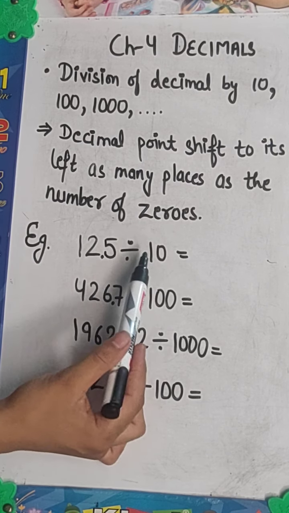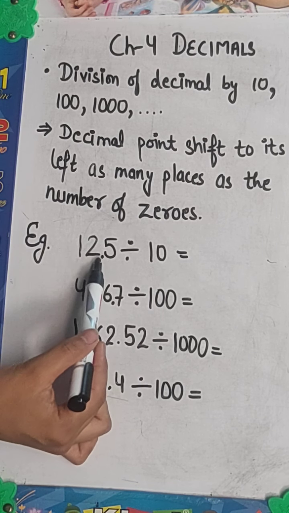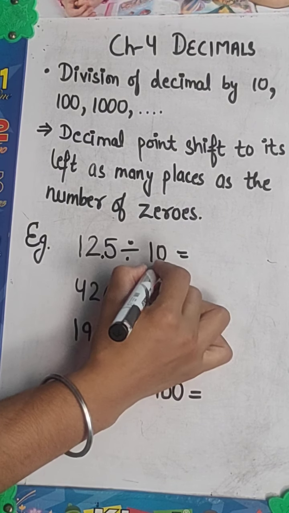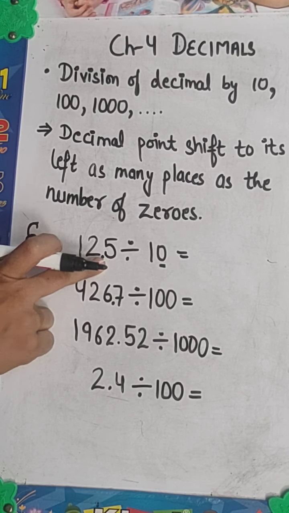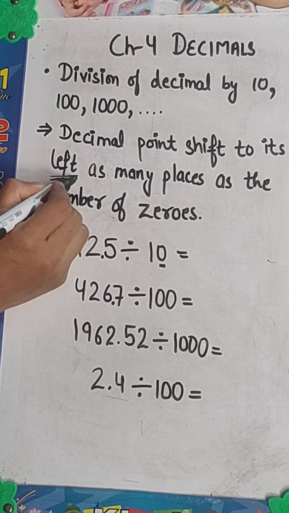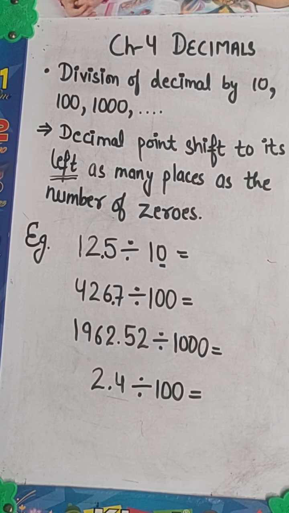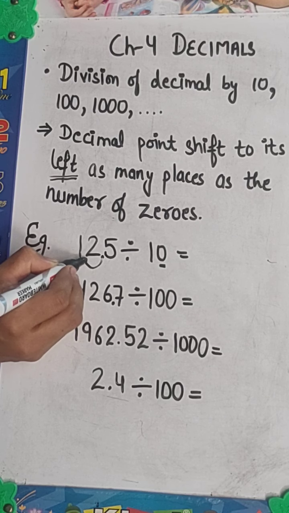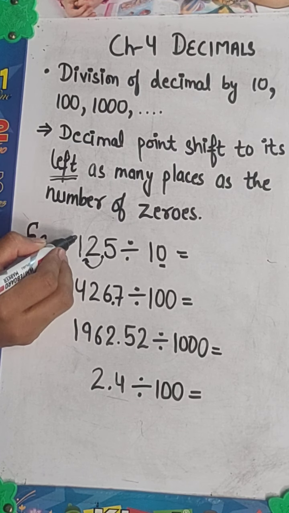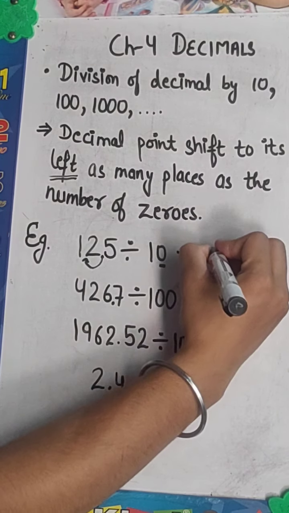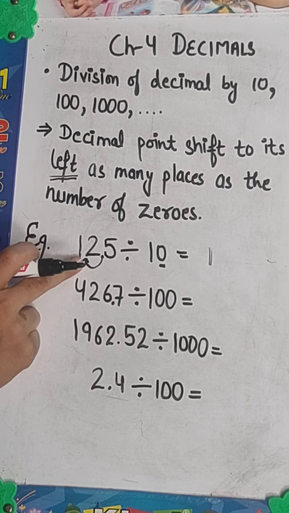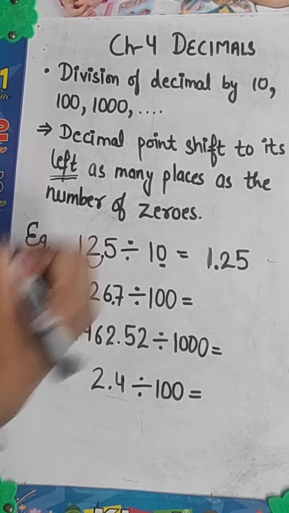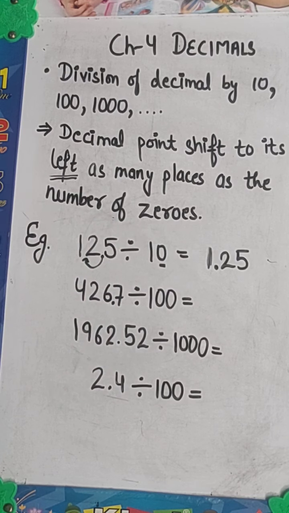So for example, in this case we are having 12.5 divided by 10. In 10 we are having only 1 zero. So the decimal place will shift toward the left. We know in division the decimal will shift toward the left, and as here we are having 1 zero, it will shift one place to the left. It will shift one place to the left. So we have to put the decimal here after 2. So this will be written as 1.25. So if I divide 12.5 by 10, what will we get?